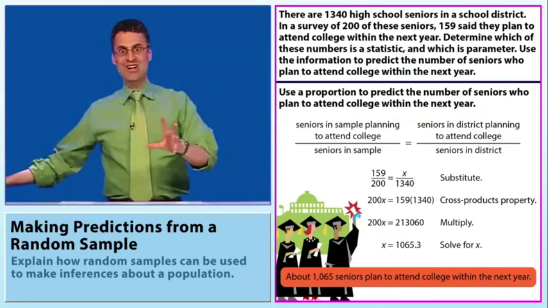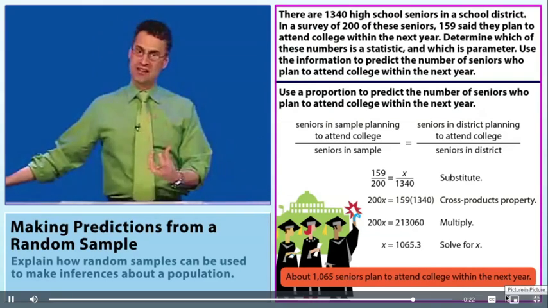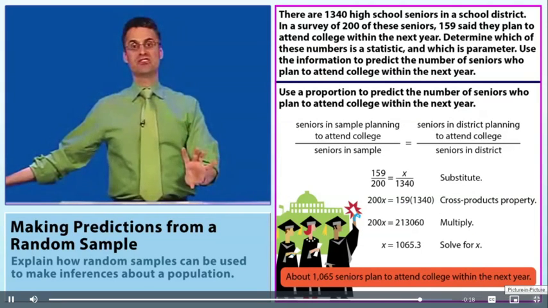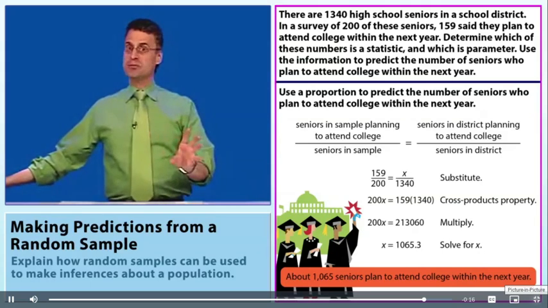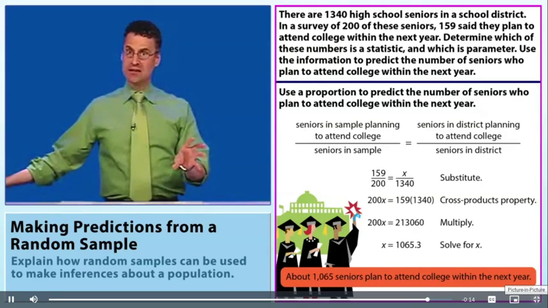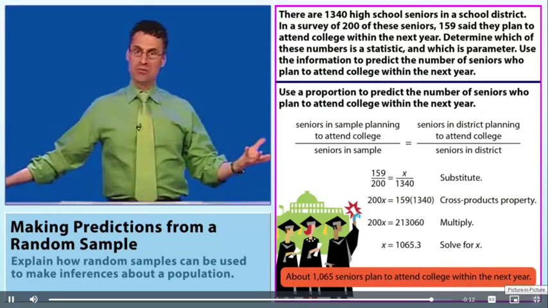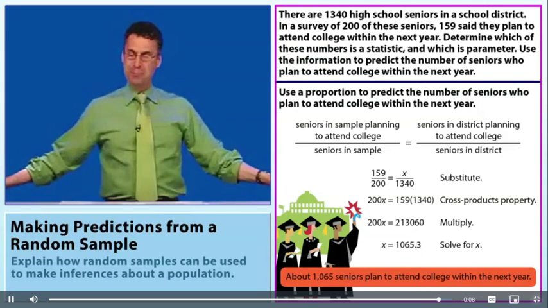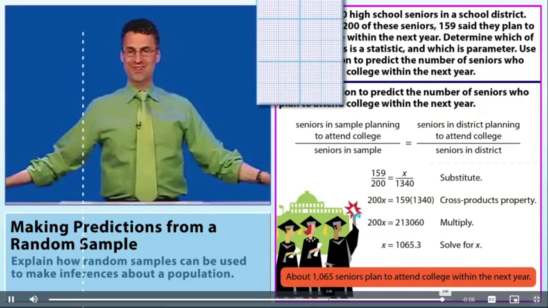But even greater is the fact that we were able to use statistics to generate some information from a small population, namely 200 students, and we were able to reasonably accurately predict what's going to happen with a larger number of students, namely 1,340. That's the power of statistics. Absolutely awesome. I'll see you soon.